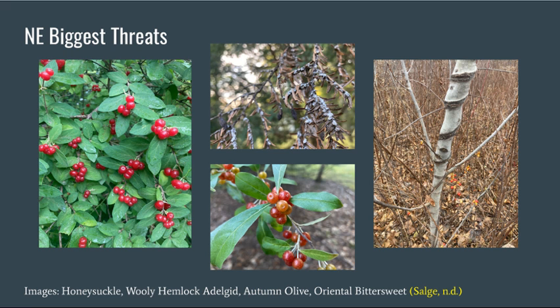In terms of plant impacts, the biggest threats to New England forest include the honeysuckle, the autumn olive, and the oriental bittersweet, while the biggest threat to trees is the hemlock woolly adelgid and emerald ash borer.